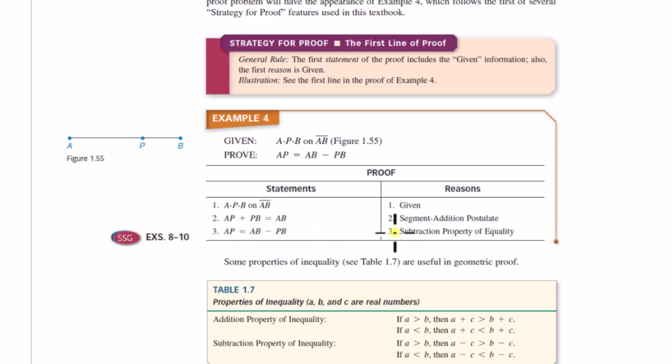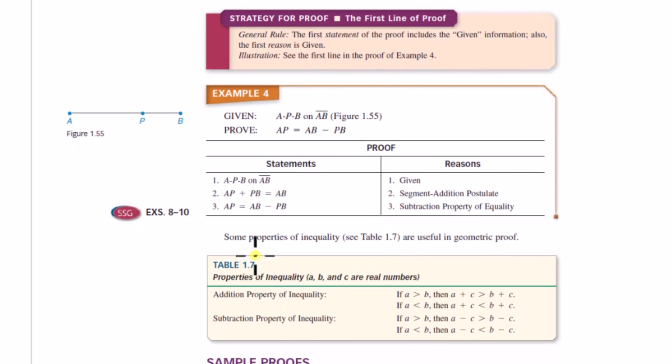The second statement is the segment addition postulate. We know that AP plus PB is equal to AB. And then from there, just subtract PB from both sides, and you're done. And that's with the subtraction property of equality.